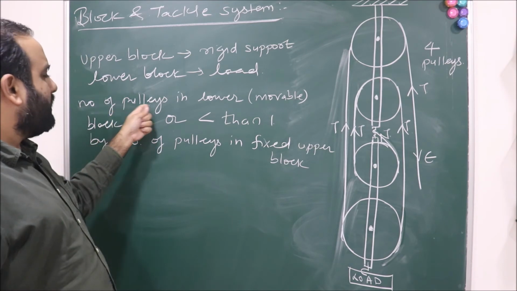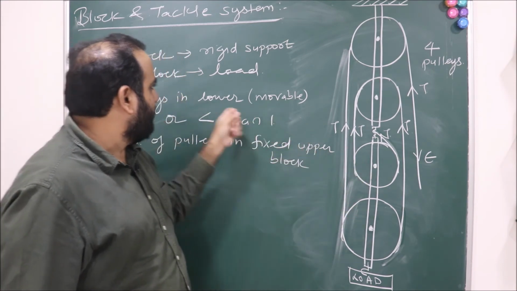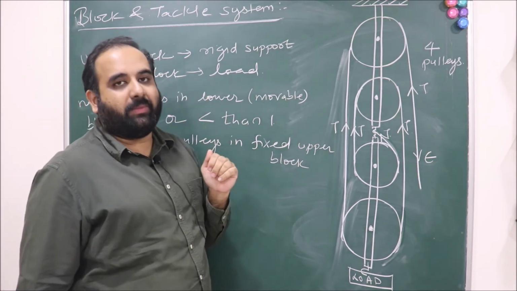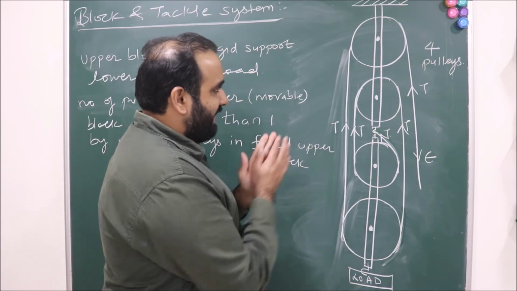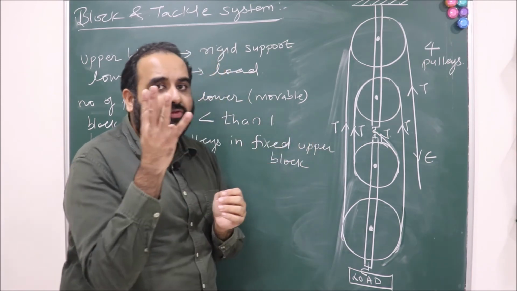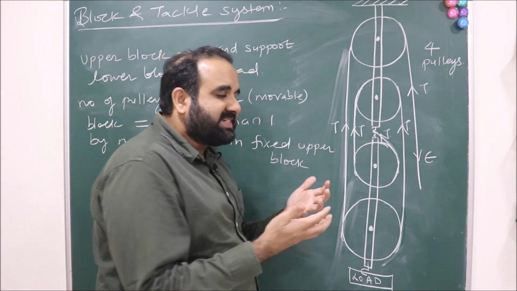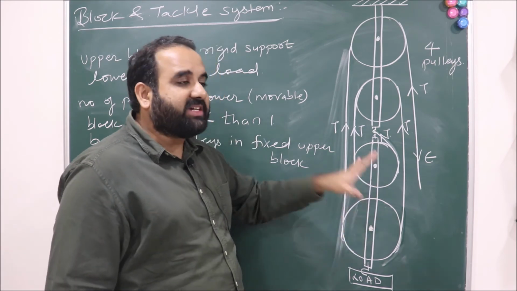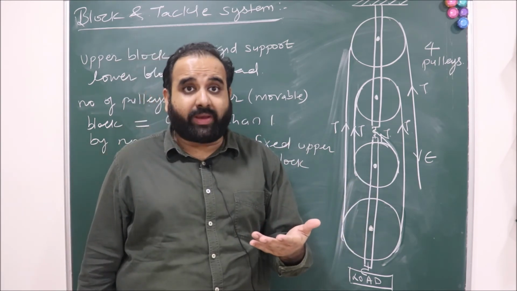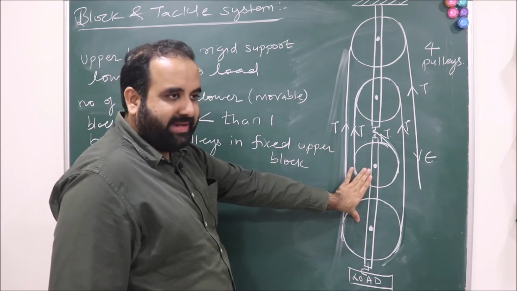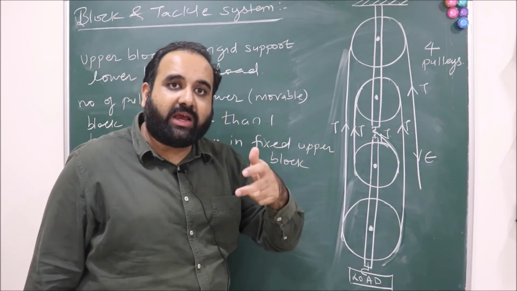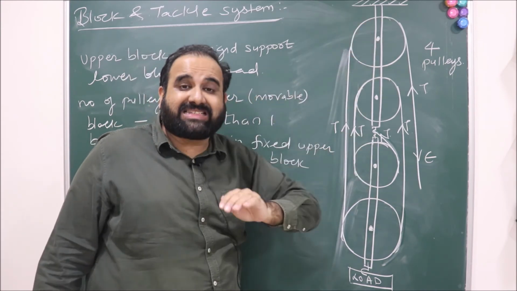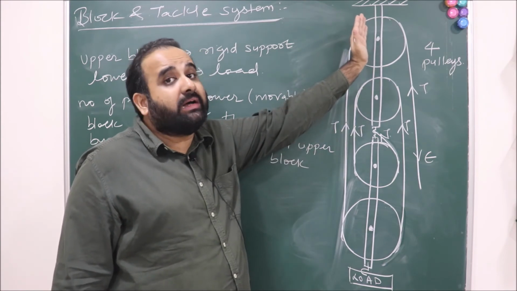Here the number of movable pulleys in the lower block will be always equal to or less than the upper block by 1. What does this mean? Let us understand this. Now here in the diagram, how many pulleys we can see? We can see 4 pulleys. Since this particular pulley is used to move the load, these 2 pulleys are going to play a very important role. So these 2 pulleys will be either equal to the number of pulleys in the upper block, or less than whatever number of pulleys are there in the upper block.